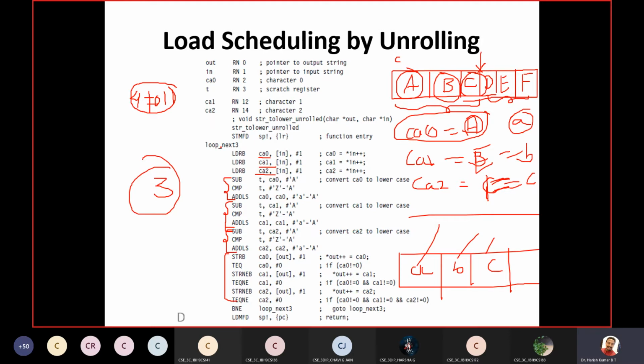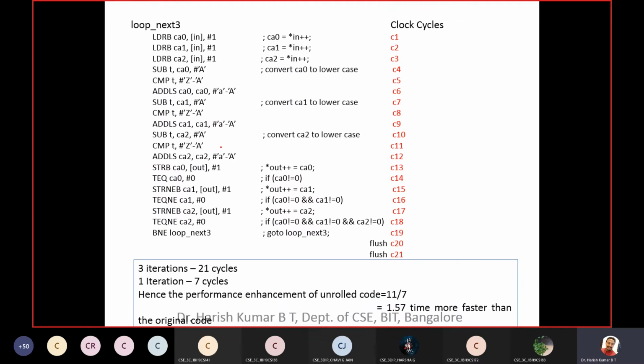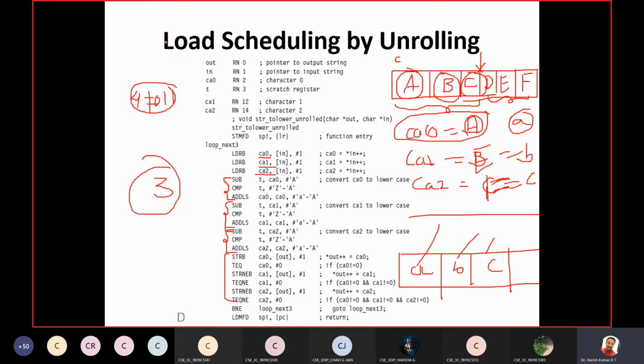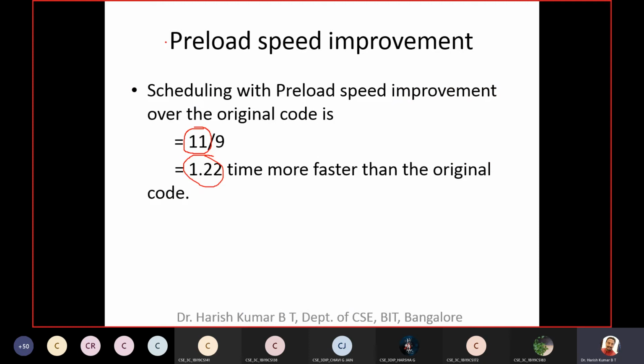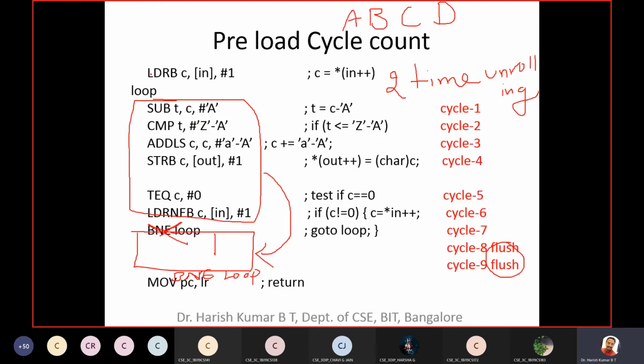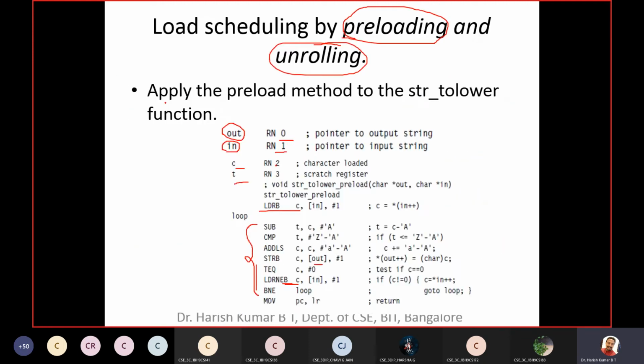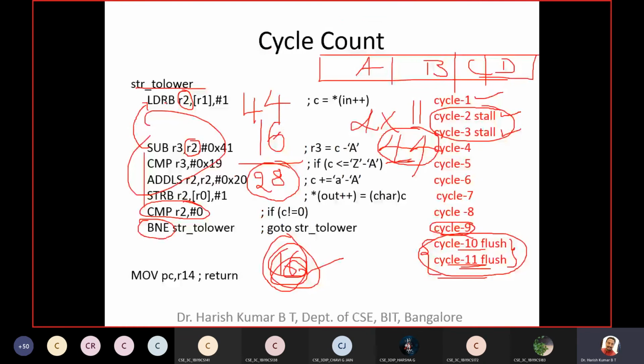Now we'll go for scheduling this. See now, the LDRB. What have we separated now? This LDRB was written right before the subtract, so there was a dependency and there had to be a 2 cycle stall.